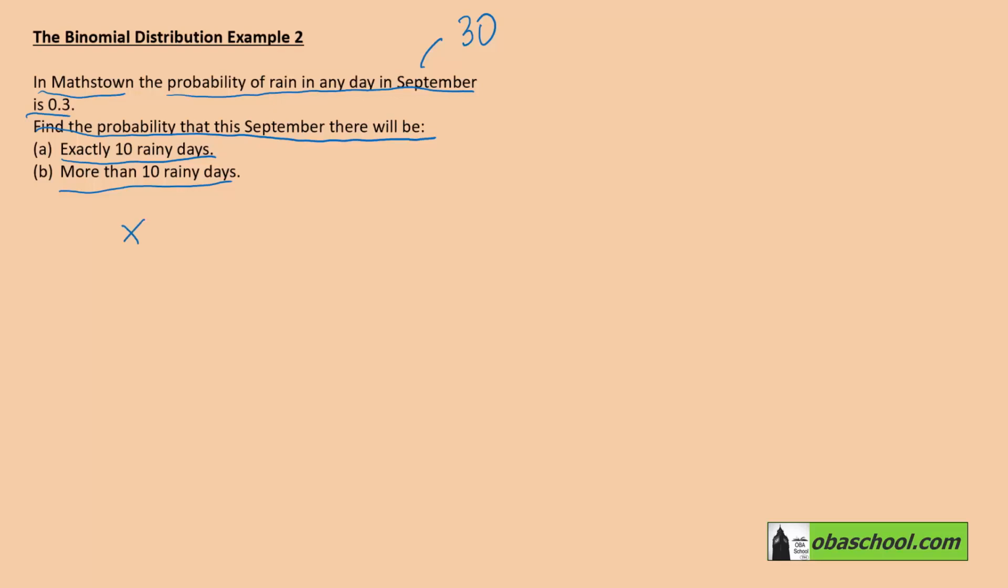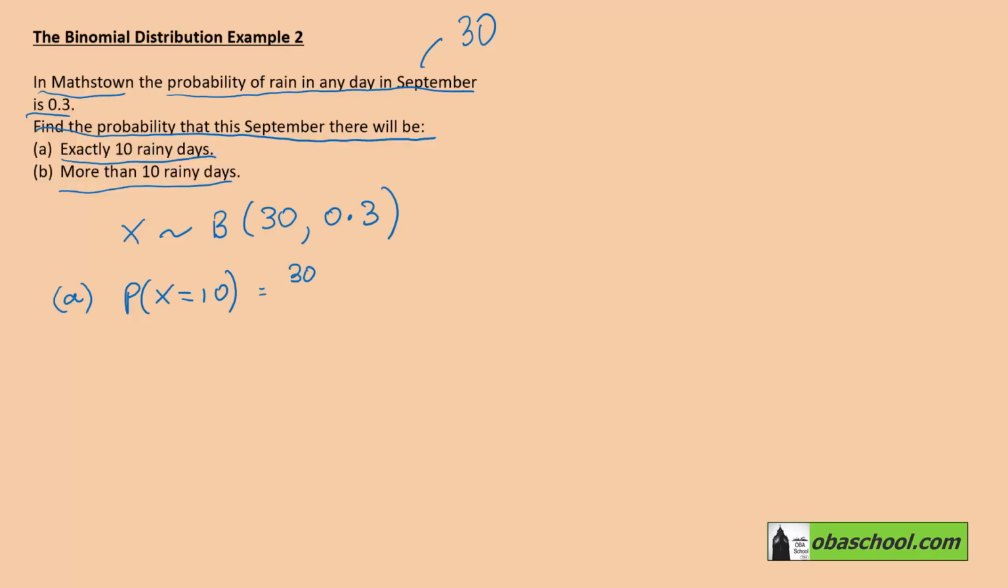So if x is the number of rainy days, that's going to be binomially distributed with 30 trials and a probability of success of 0.3. So for exactly 10 rainy days, we have the probability of x being 10.